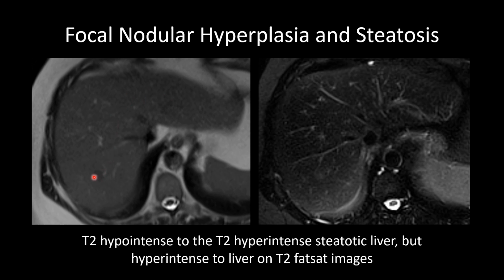The focal nodular hyperplasia is not going to have steatosis within it. There is going to be fat sparing within focal nodular hyperplasia, and so it appears T2 hypointense to the background liver. Somewhat of an unusual finding. There are not many nodules that are hypointense to the background liver. We can see that it is mildly hyperintense to the background liver on our fat-saturated T2 weighted imaging.